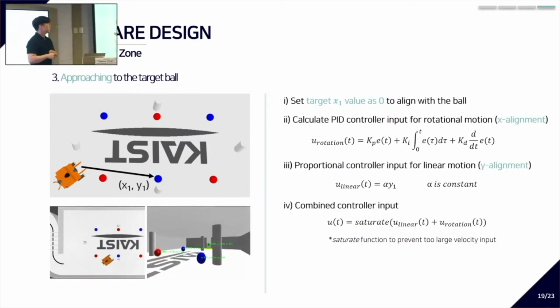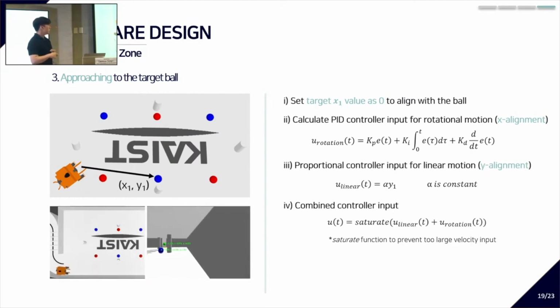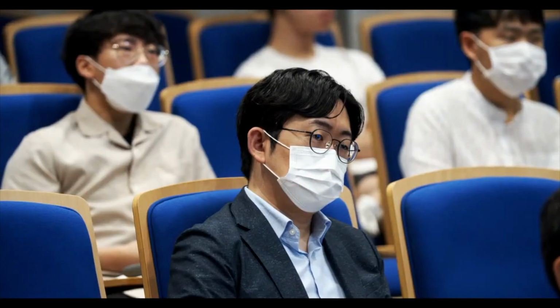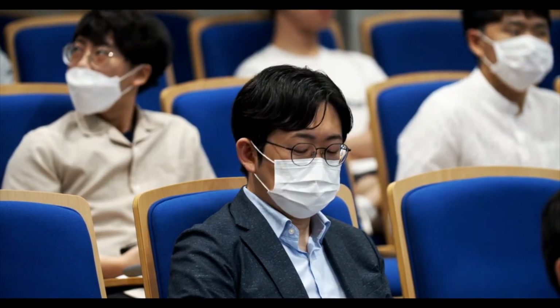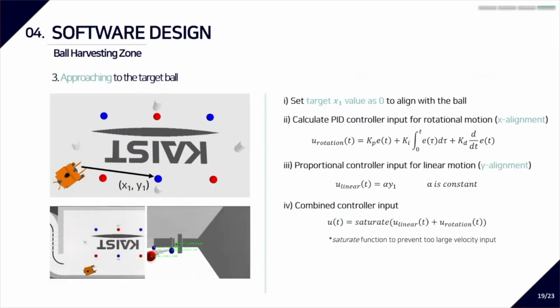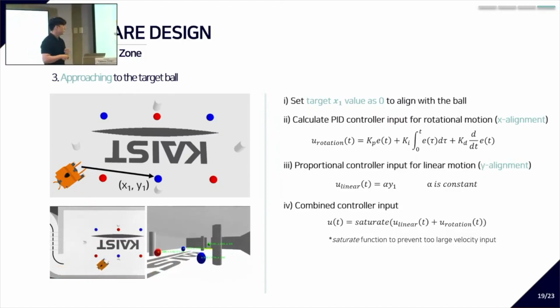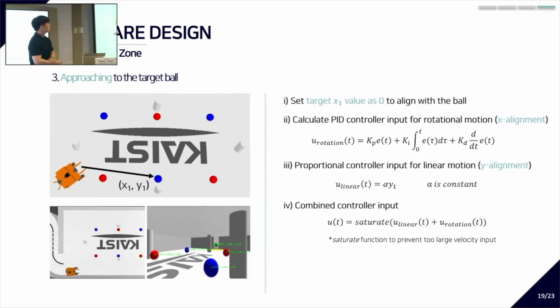After the target ball is set, we use PID controller input for the rotational motion and proportional control input for the linear motion. As you can see here, x represents the left and right coordinates with respect to the robot. So our goal is to make this x and y value 0. After we combine this linear input and rotational input into the motor input, we put a saturation function on the motor input to prevent too large a velocity input. So as you can see here, the robot approaches like this.